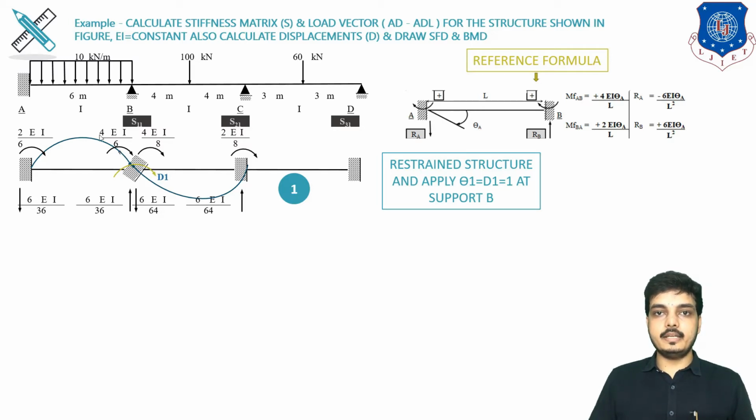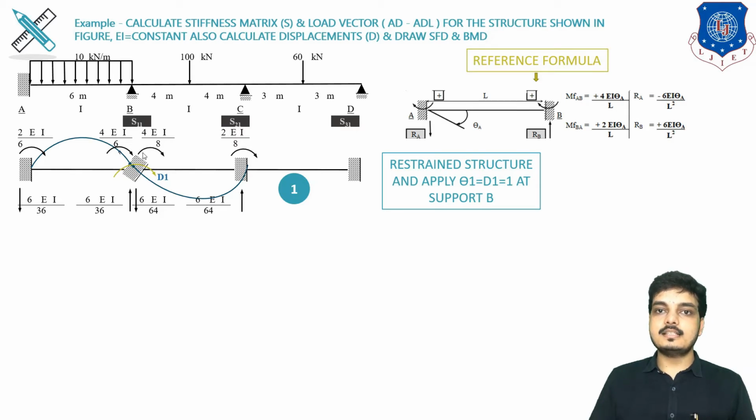Now, where the remaining values come from, I have kept a reference formula here for you. We know that if the far end is fixed, the moment becomes 4EI upon L at the place where we have applied the unknown. At the far end, which is end A in this beam, the far end is also fixed, so half will be carried over, which will be 2EI upon L. L is nothing but our 6 meter for this particular span AB. So here 4EI upon 6 and here 2EI upon 6.